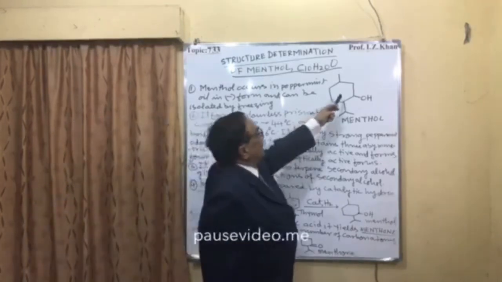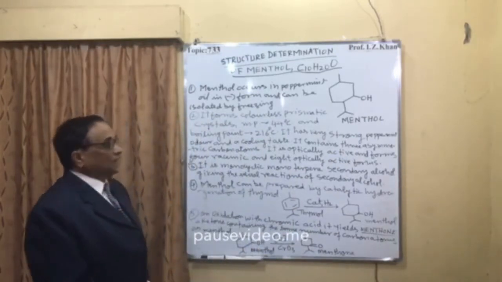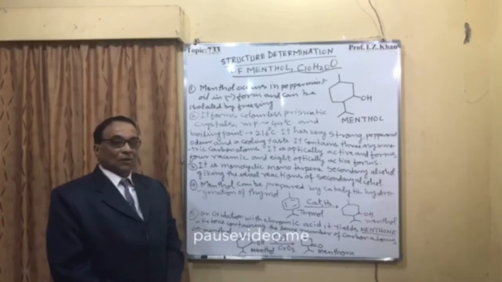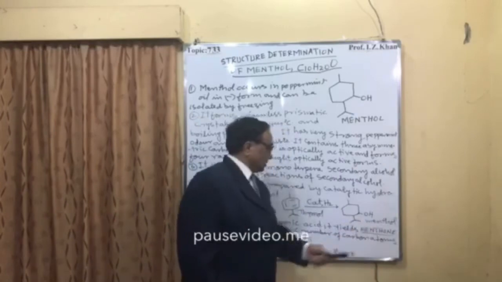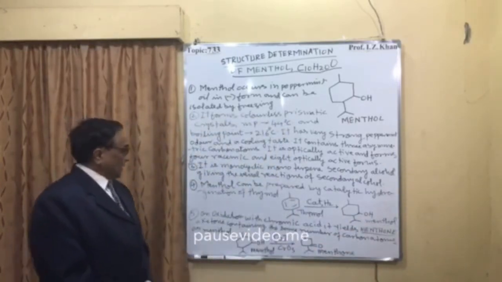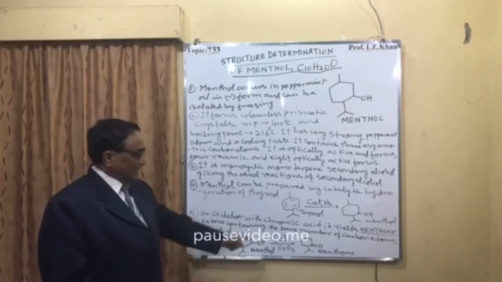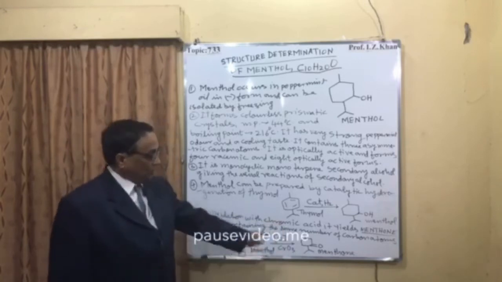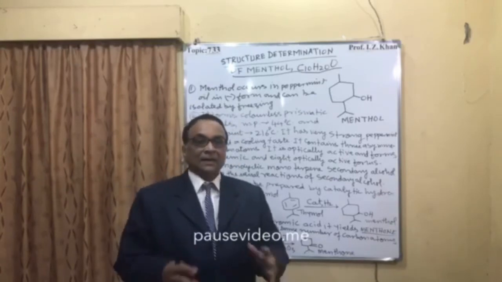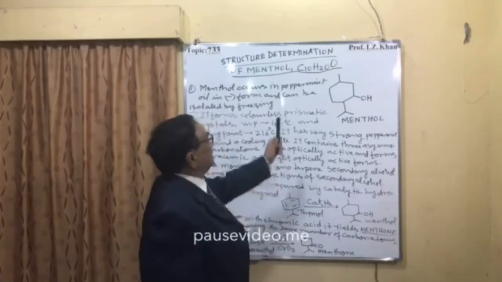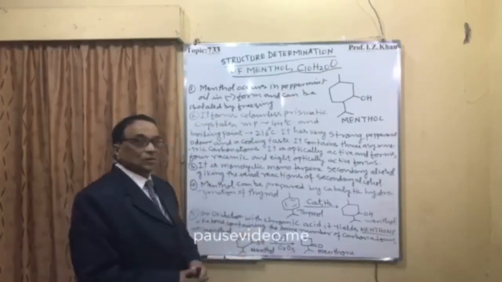Number 3, it is a monocyclic monoterpene and a secondary alcohol. Number 4, menthol can be prepared by catalytic hydrogenation of thymol. Number 5, on oxidation of menthol with chromic acid, that is CrO3, menthol is converted into menthone, and there is no loss of carbon atom, which confirms that it contains 10 carbons, and it is monocyclic.